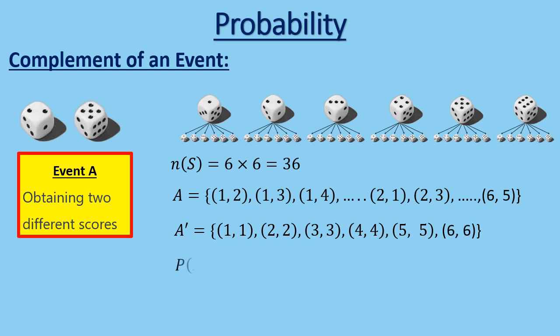As a result, the probability of not A is 6/36, or 1/6. Now, we can find the probability of event A by subtracting the probability of event not A from 1, which gives us 1 minus 1/6 equals 5/6. As you can see, using the complement can simplify the process of finding probabilities in certain situations.